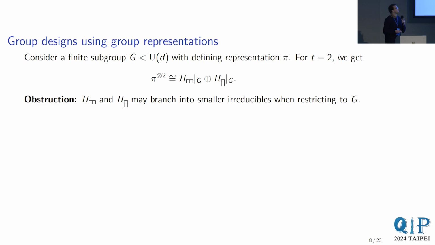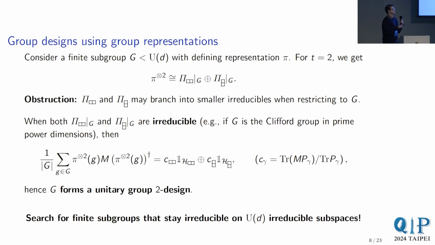For example, let's have T equal to 2. So let's have a subgroup G of the unitary group with defining representation pi. And let's have the 2-fold tensor product of this. The 2-fold tensor product decomposes into a symmetric part and an anti-symmetric part. And the obstruction here is that these representations, when restricted to the finite subgroup G, may branch into smaller irreducibles. But we want both of them to stay irreducible on the symmetric and anti-symmetric subspaces.